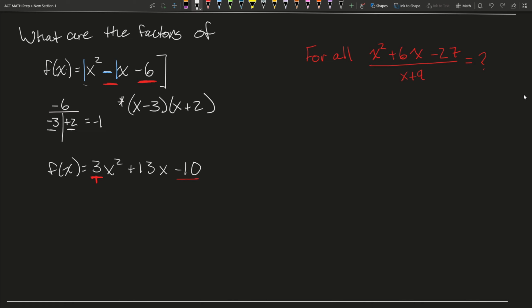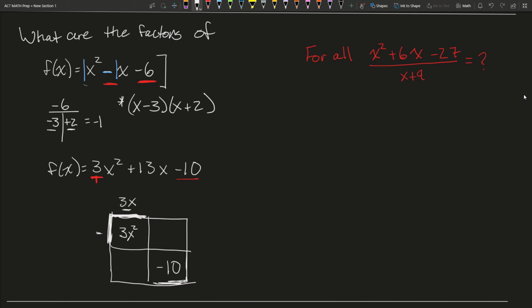Now, I do this a little bit differently. I do this area method, which I went over in the last session, but I want to go over one more time. In the top left box, 3x squared, and in the bottom right box goes negative 10. Basically we're trying to find the lengths of these smaller boxes such that the area is the inside. So what times what is 3x squared? It'd be 3x times x.